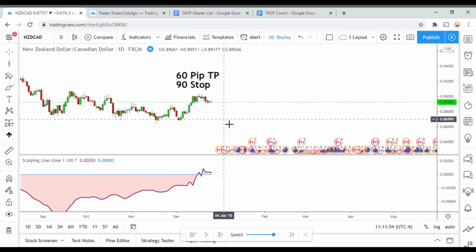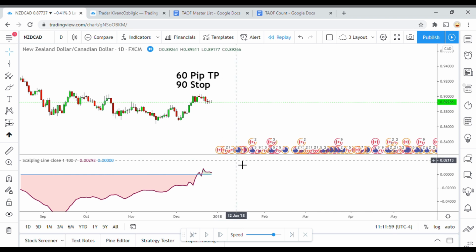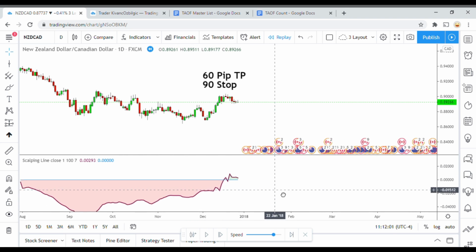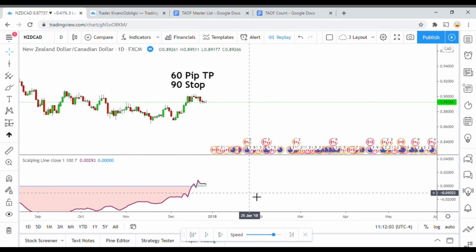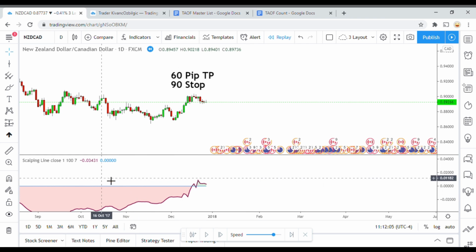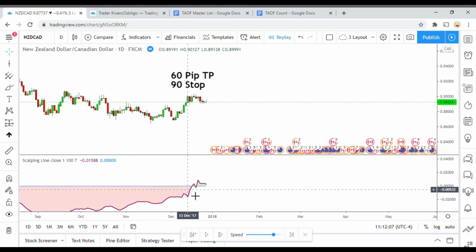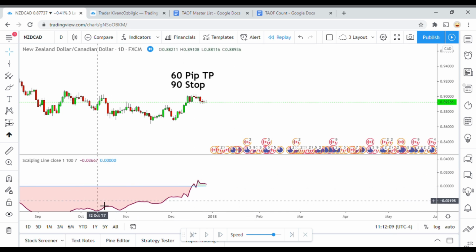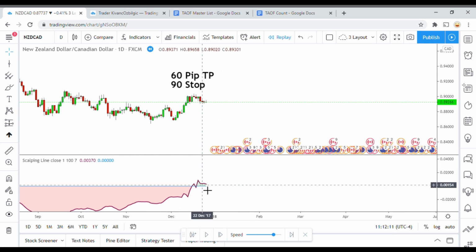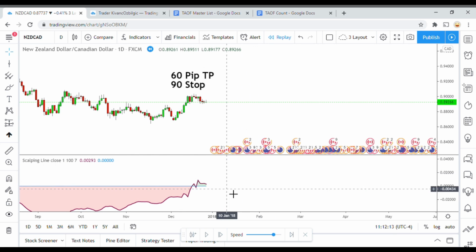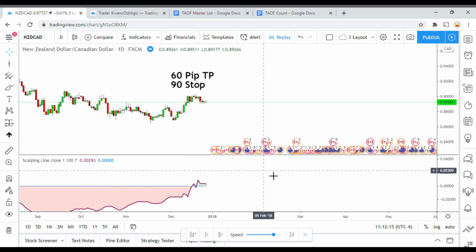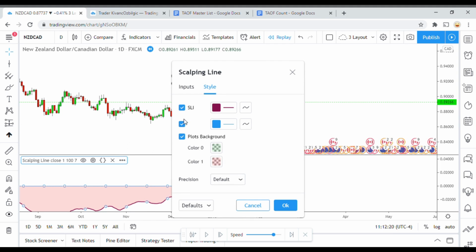All right. So today's indicator is the scalping line indicator. Pretty simple setup. You can see it here on the bottom of the screen. It is a zero line cross indicator, and yeah, pretty simple. When it crosses up above the zero line, that is a signal to go long. When it crosses down below, that is a signal to go short.